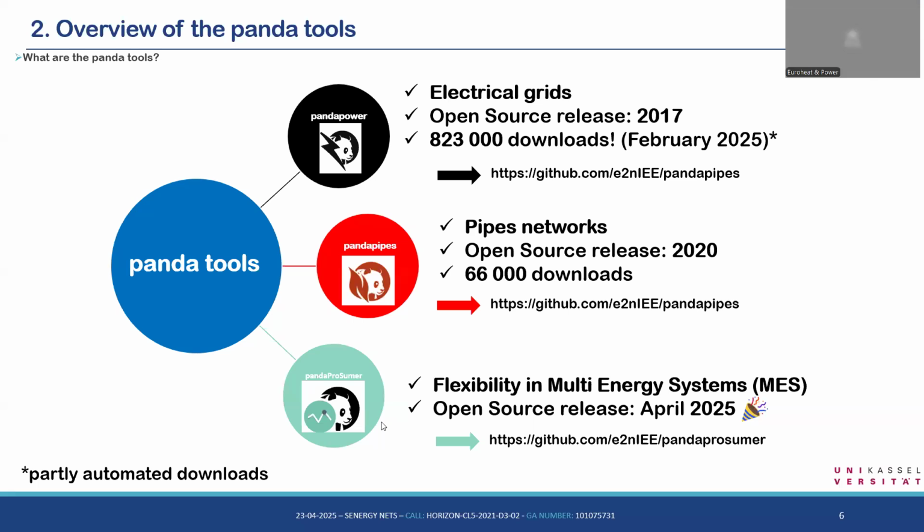And about Panda Pipes, we released it in 2020. By the way, both tools are developed in close cooperation between the University of Kassel and the Fraunhofer Institute here in Kassel, Fraunhofer IEE. And Panda Pipes also already has around 66,000 downloads. So pretty good in my opinion. And now released since April is pandaprosumer, which goes into more depth on the prosumer side, but again, more on that later.